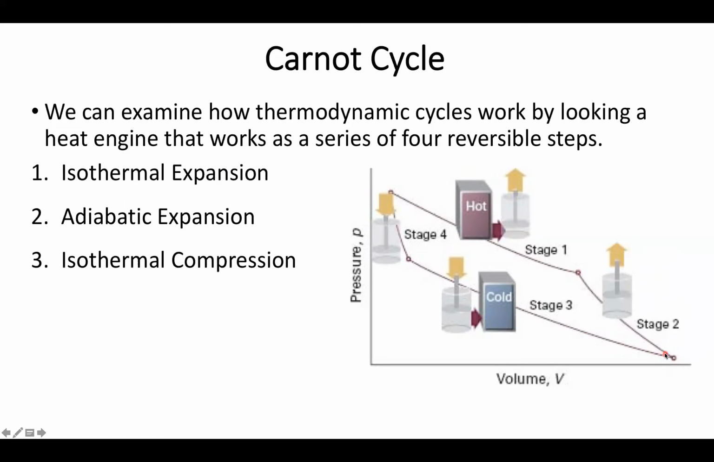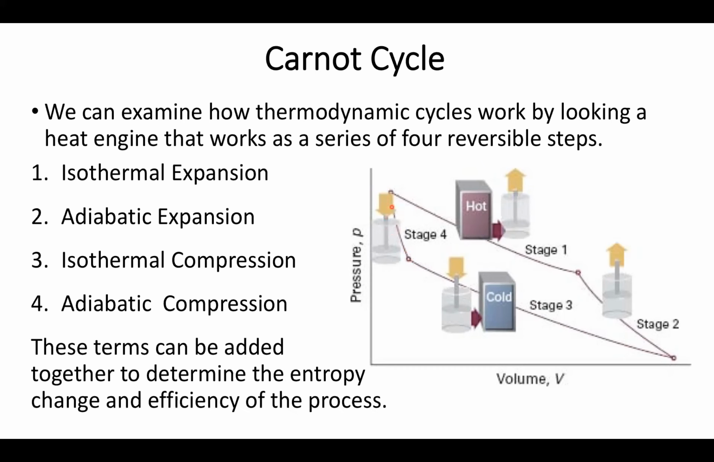Next up, we have isothermal compression. Now that I'm at this cold temperature and I've expended all my work, I'm going to go ahead and compress the system by letting heat flow out of the cylinder into essentially some sort of cold sink. And then finally, adiabatic compression. We're now compressing the system even more, but by doing this, I'm going to end up heating the system, as we talked about in the previous chapter.